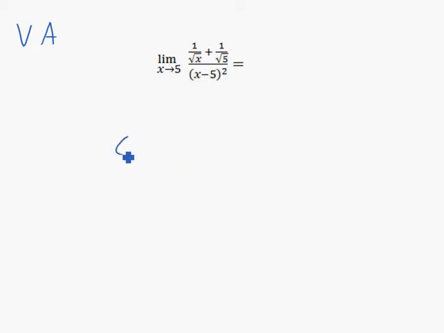So let's go ahead and make a little number line. Here's 5. We're interested in what's going on with this function as x gets super close to 5. Well, since the numerator of my function was 1 over root 5 plus 1 over root 5, that's a positive number. So when x is close to 5, the numerator should be close to this number, so the numerator should be positive.